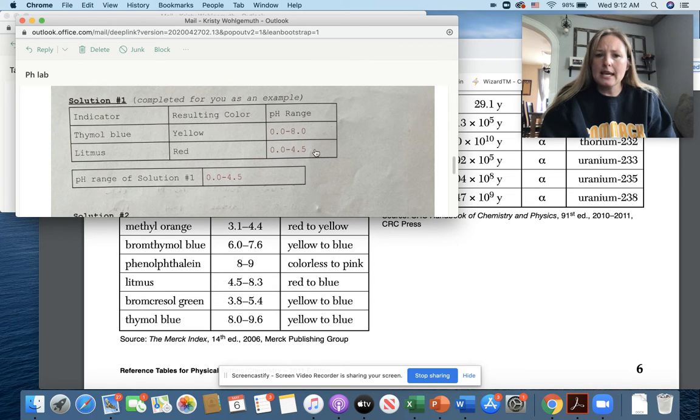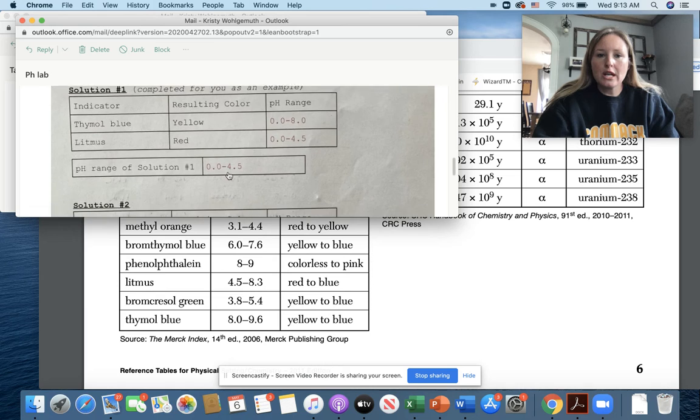As soon as I hit 5 or 6 or 7 or 8, which is within the thymol blue range, I'm not red anymore with litmus. We're changing over to blue in that range. So therefore, if it's anything greater than 4.5, the litmus will no longer be red. So we have to use that smallest range possible in order to get our final pH range.